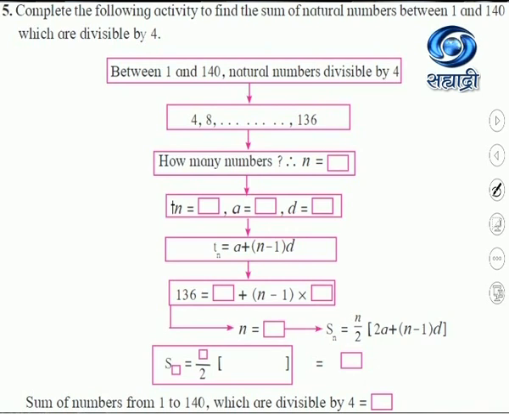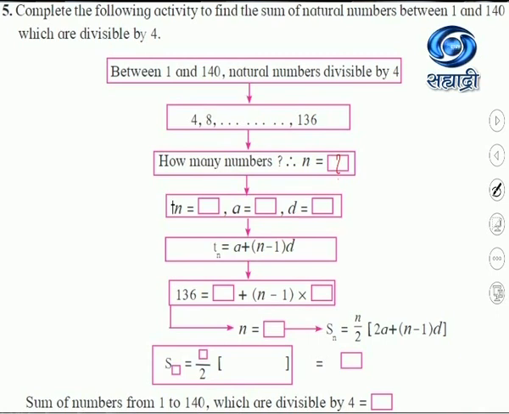So when it is divisible by 4, of course, the list is going to start from 4. So 4, 8, then again multiplied by 4, then again multiplied by 4. We are going to go that way. Now here, how many numbers do we have to find? So this is going to be the question mark. We have to find how many. So n is equal to what?